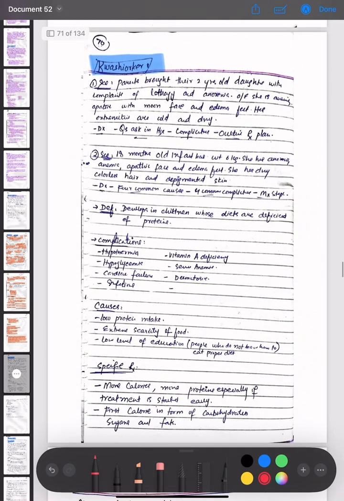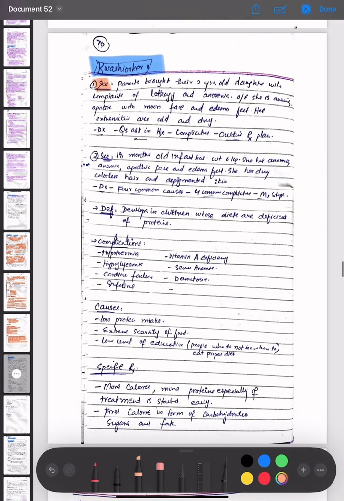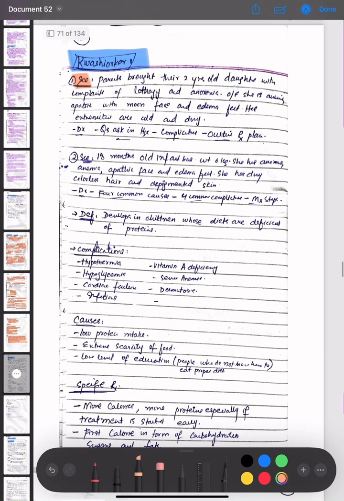Now coming towards Kwashiorkor, we have a scenario in which parents brought their 2-year-old daughter with complaints of lethargy and anorexia. On examination, she is anemic, and she has moon face and edema feet. Her extremities are cold and dry.